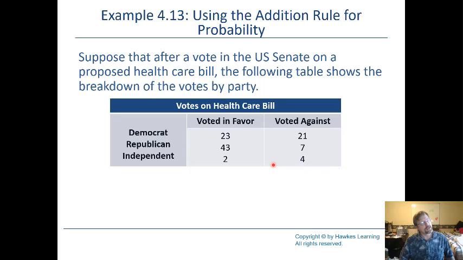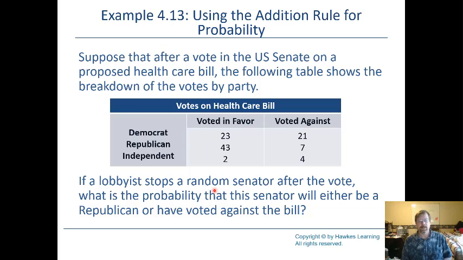Is this going to add up to 100? There are only 100 senators. That's 50, 73, 94. Yes. Okay. Sorry, I thought it was going to add up to more than 100 for a second.